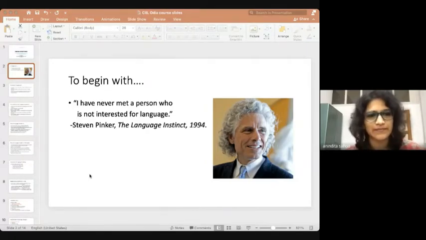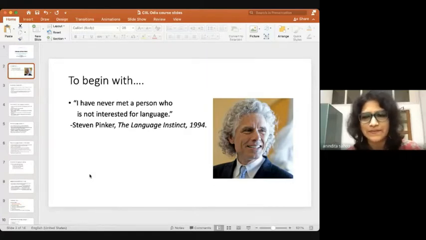So on that note, when we are reading a statement like this, I've never met a person who is not interested in language, just by being a human, we are using this language. And it has been an interesting topic for all of us.